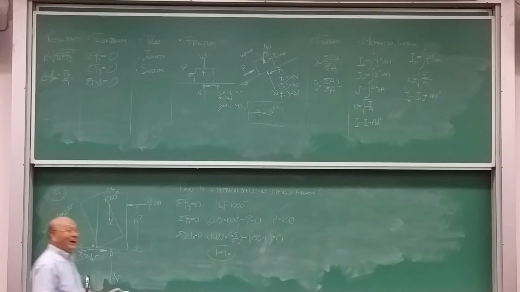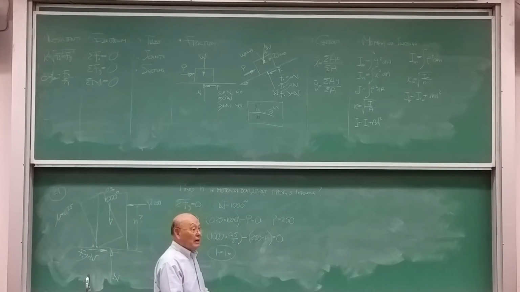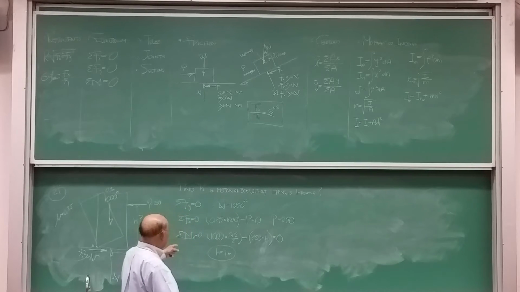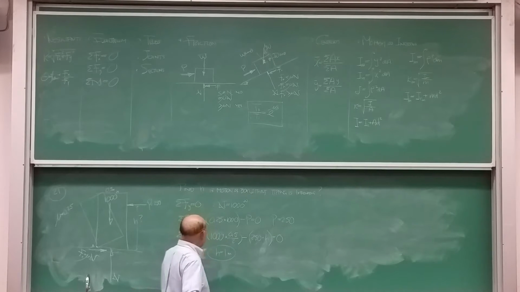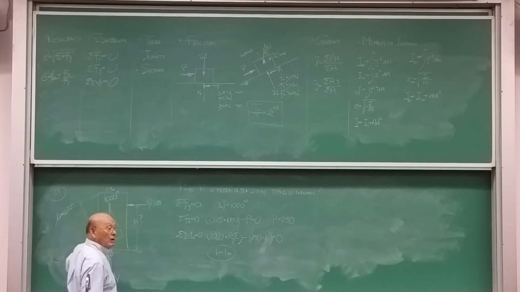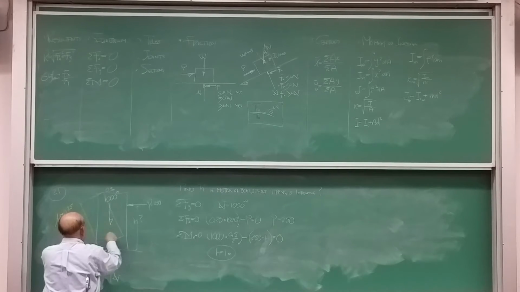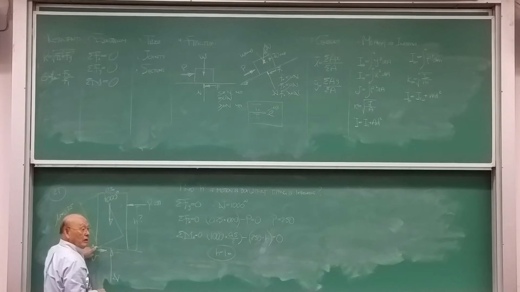Professor, why did you only have one force for the 1,000? Why didn't you use the normal and the weight? For your moment about A, why is it 1,000 times 0.5 over 2 and the 250, instead of that times twice that? Why aren't you using the normal force, which I would assume?